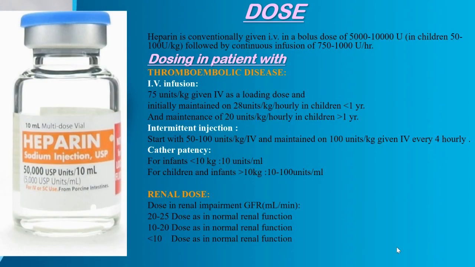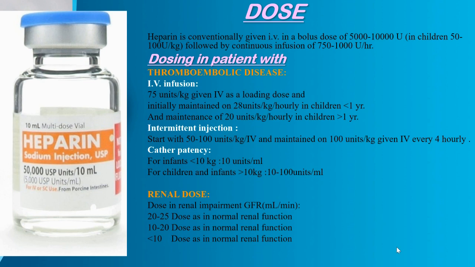Now, what are the available doses of heparin? Heparin is conventionally given IV in a bolus dose of 5,000 to 10,000 units; in children, 50 to 100 units per kg, followed by continuous infusion of 750 to 1,000 units per hour. Dosing in patients with thrombotic disease, IV infusion: 75 units per kg given IV as a loading dose. In children less than 1 year, initially maintained on 28 units per kg per hour, and in children more than 1 year, 20 units per kg per hour. Intermittent injections start with 50 to 100 units per kg IV and maintain on 100 units per kg given IV every 4 hours.